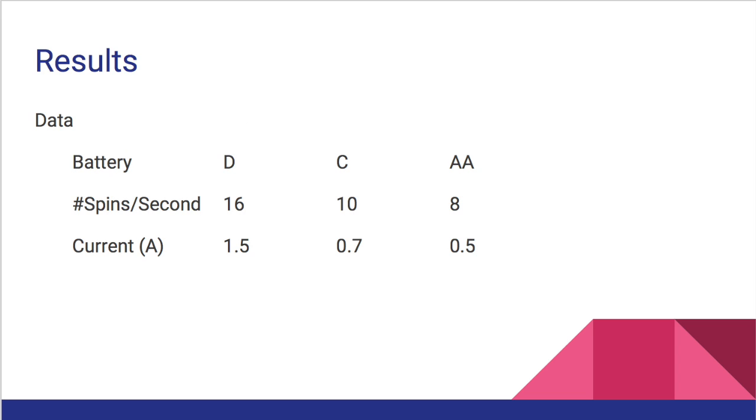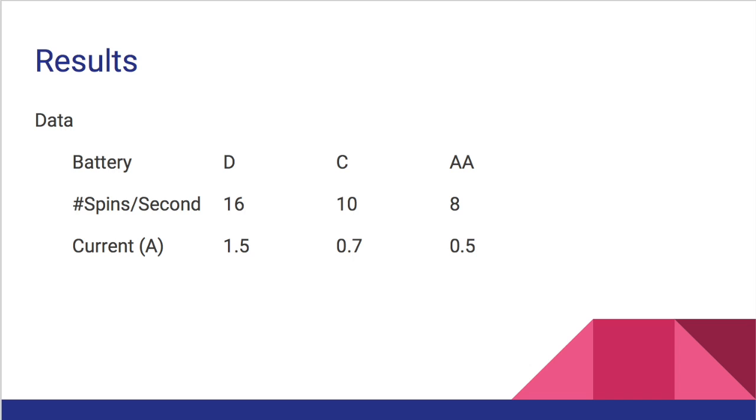The data that we collected showed that as the battery size got larger, the number of spins per second increased and the current increased as well. The current was measured in amps, and for D battery that was 1.5, for C that was 0.7, and for AA that was 0.5. And the spins per second for D was 16, for C was 10, for AA was 8.